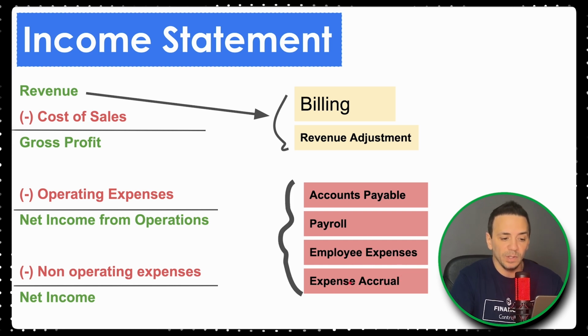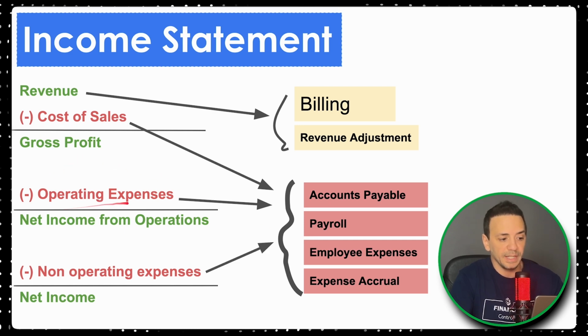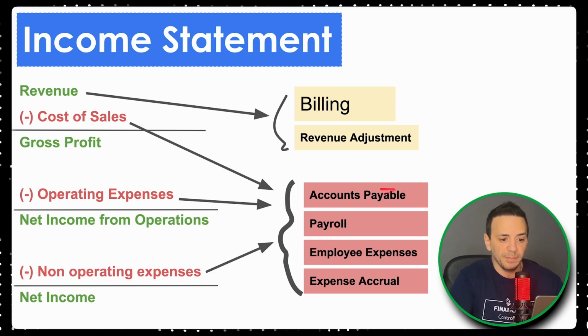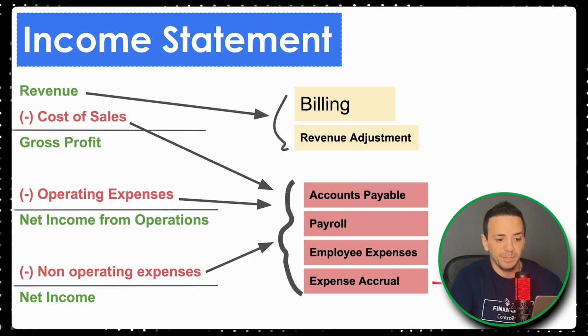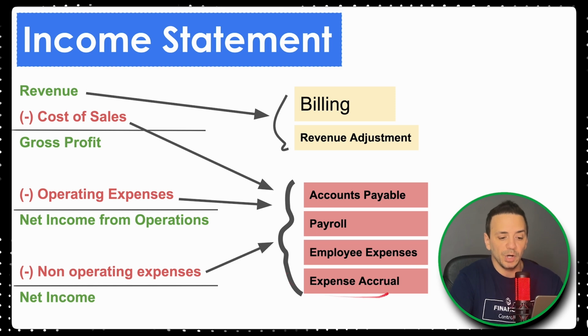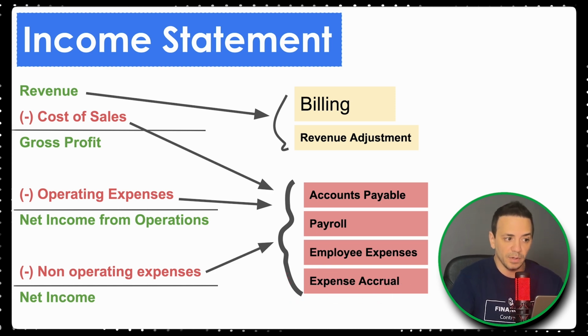And this is what makes up the other elements on the income statement, which are cost of sales, operating expenses, and non-operating expenses. So to locate this on the income statement, accounts payable is what populates all of these various items on the income statement, and expense accrual is the adjustment that we make at month end to accrue for expenses for which we don't have an invoice yet. That's as far as the income statement.